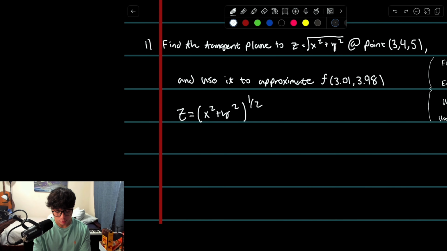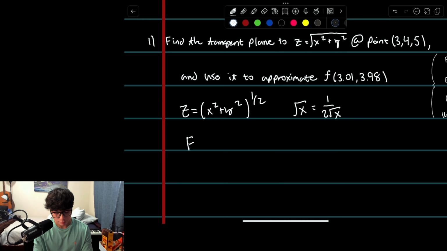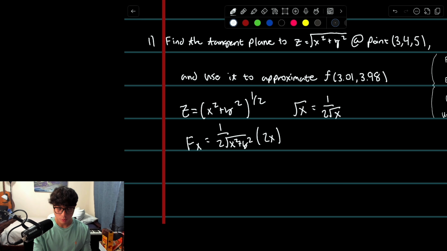But we also know that the derivative of the square root of x equals 1 over 2 square root of x. So with the exact same logic, we can simplify our partial derivative of f with respect to x as 1 over 2 times the square root of x squared plus y squared, times 2x, because we use the chain rule to find the derivative of the expression under the square root.